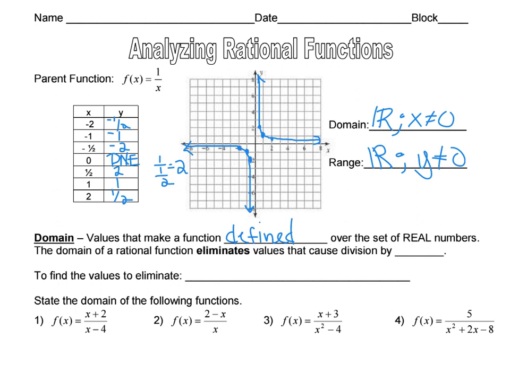The second part, the domain of a rational function eliminates values that cause division by 0. So like I just said, anything that you are going to plug in that would cause division by 0 is not allowed to be a part of your domain. So in order to find that, in certain cases, it's not as easy as just saying, oh, well, we can't include 0. In order to do that, we set the denominator equal to 0. The bottom is where the issues occur. So that's what we set equal to 0.